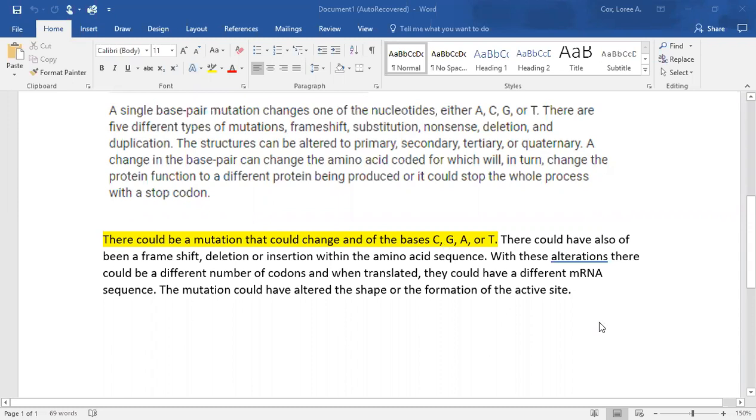The only problem I have with this sentence, although I gave it a point anyway, is that DNA is not mentioned. Okay, so for mutation, you want to let your reader know that a mutation happens in the DNA, although it's stated in the question.